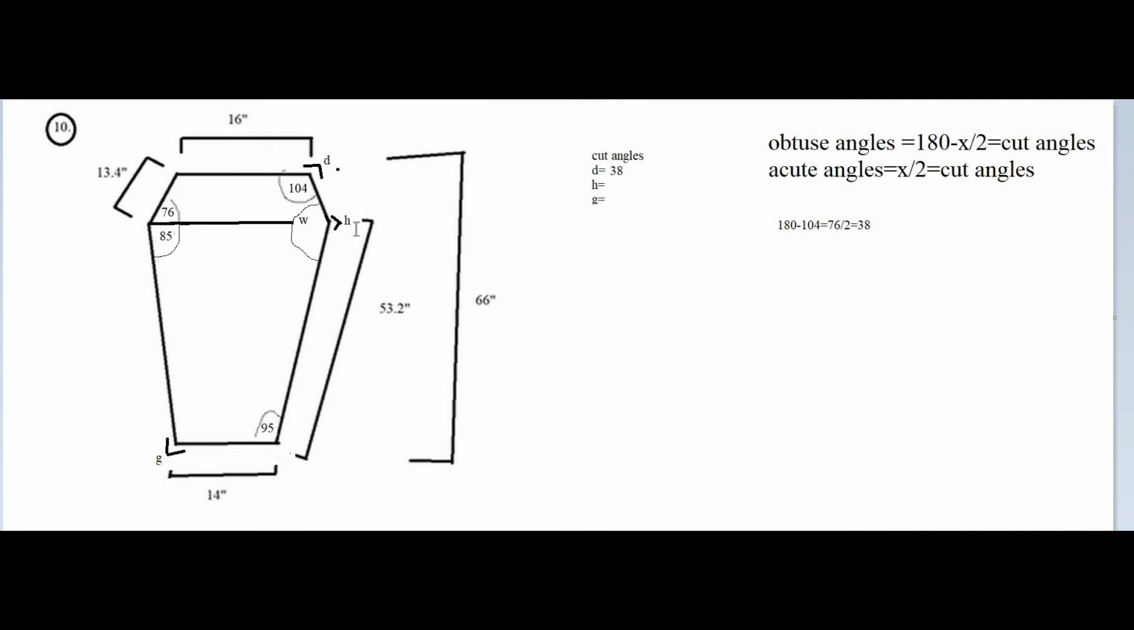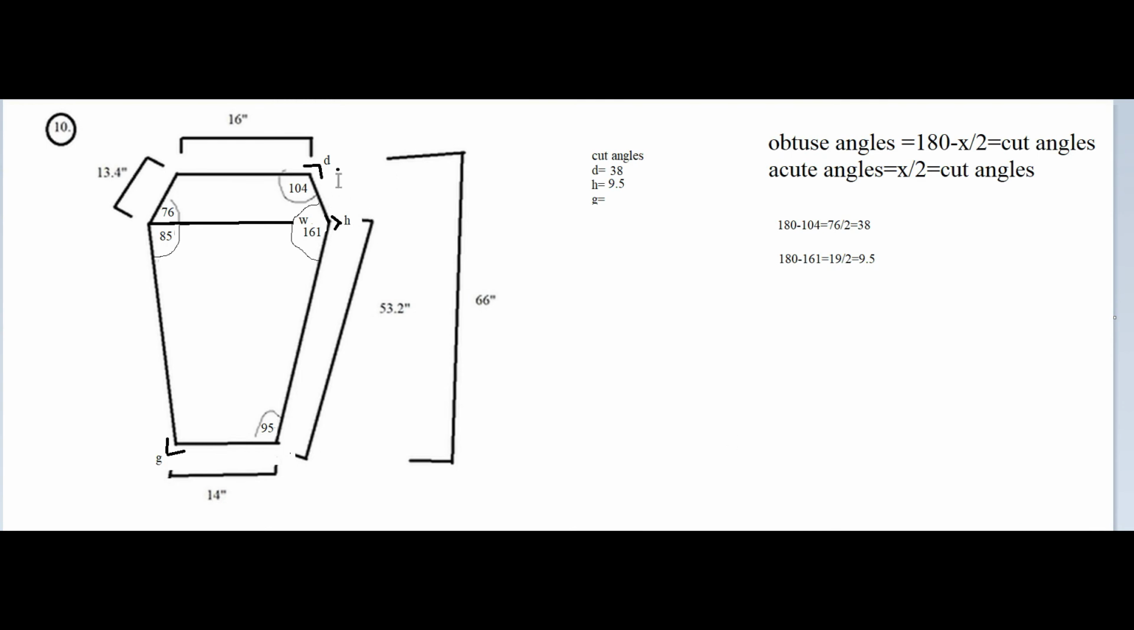In order to get our cut angle for H, we're going to have to get the angle for W. Now in order to get this angle, we're going to go 76 plus 85, and that'll actually be 161. So this will equal 161. Now we're going to take 161 and put that into our formula, and we're going to do 180 minus 161, and that'll get you 19. Then you're going to divide 19 by 2, and that'll get you 9.5. So 9.5 is going to be our cut angle for H.